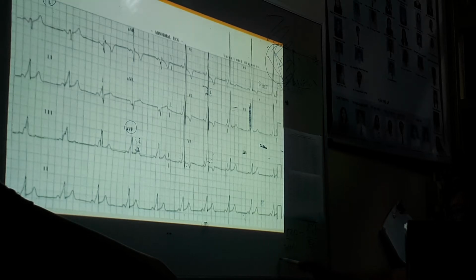Less than 120 milliseconds, which is 3 little boxes. Okay? And then QT, you know how to figure out QT? Until 450. Yeah, so I make it easy, 500 for men. They have different numbers for men and women, but I don't normally worry about it until after 500.